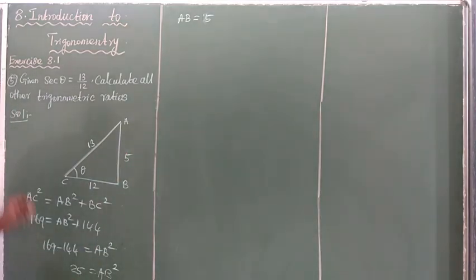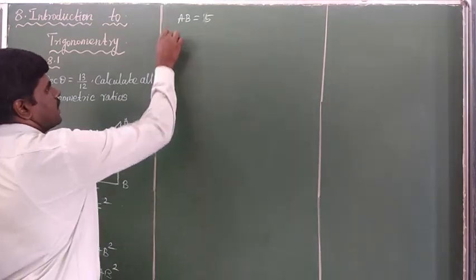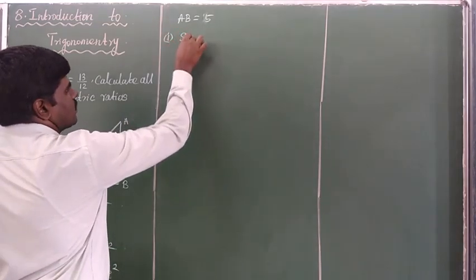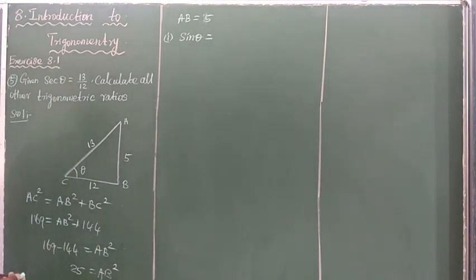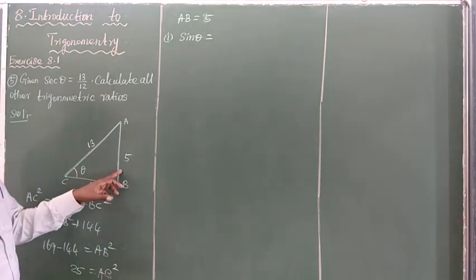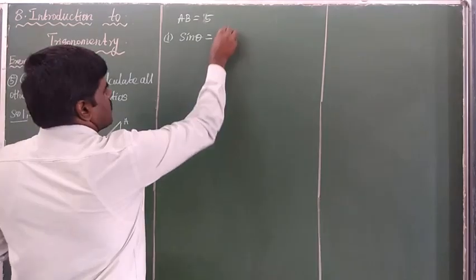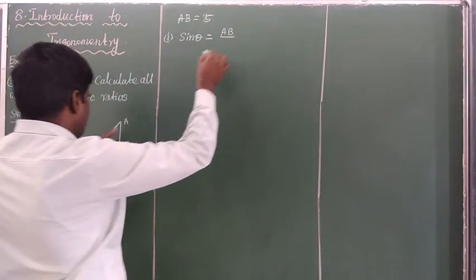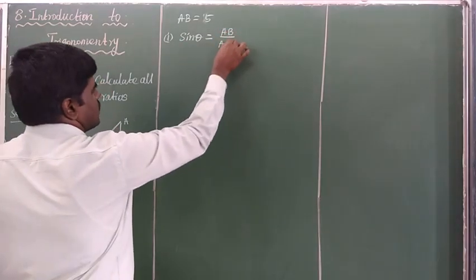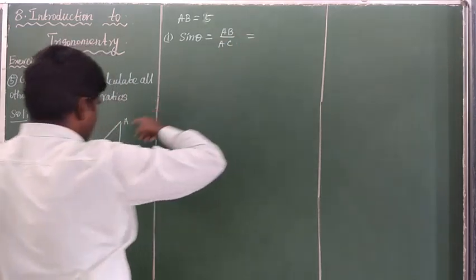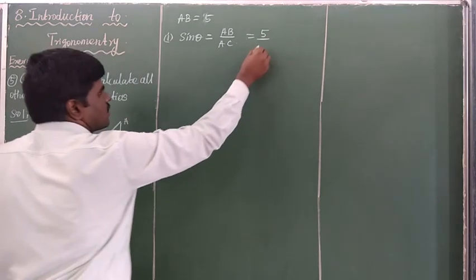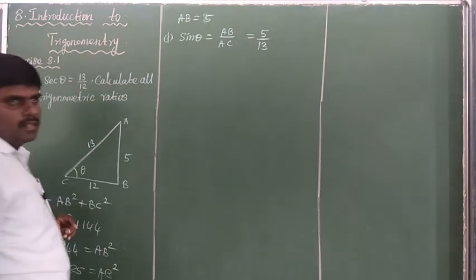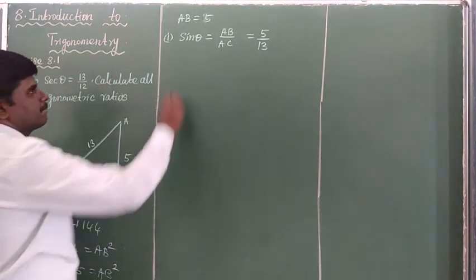Is that clear? Now, first I will find out sin theta. What's the meaning of sin theta? Sin theta is equal to opposite side by hypotenuse side. Here opposite side AB by hypotenuse side AC. Opposite side AB, it's the meaning 5 divided by AC. AC is equal to 13. Sin theta. Next cosecant theta.